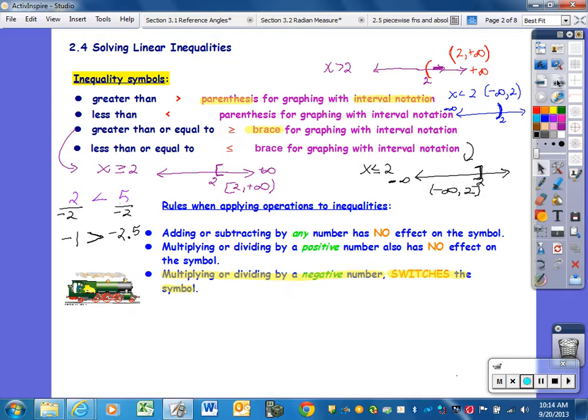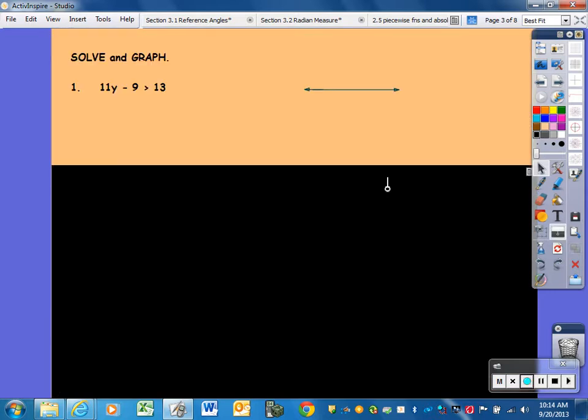Let's practice some. 11y minus 9 is greater than 13. We're going to add 9 to both sides. 11y is greater than 22. Divide by 11. y is greater than 2.